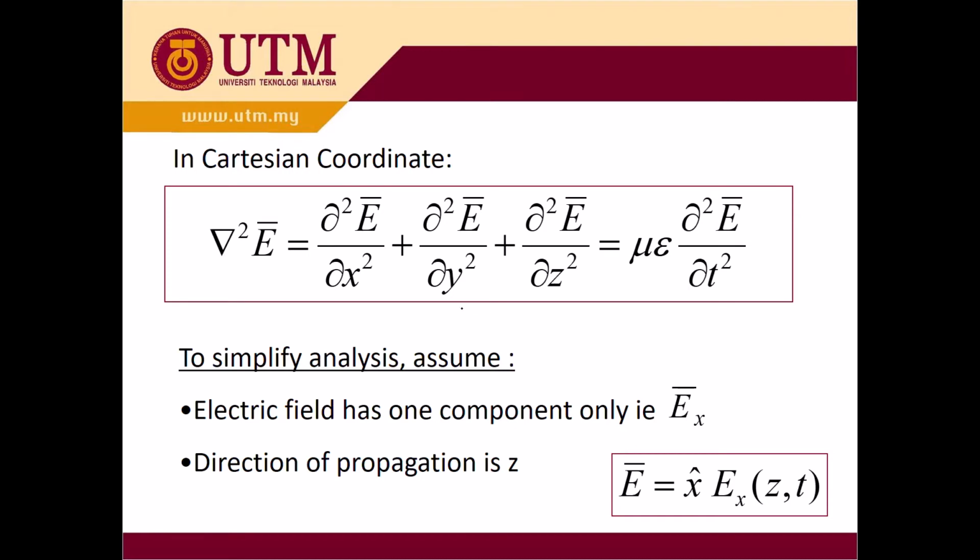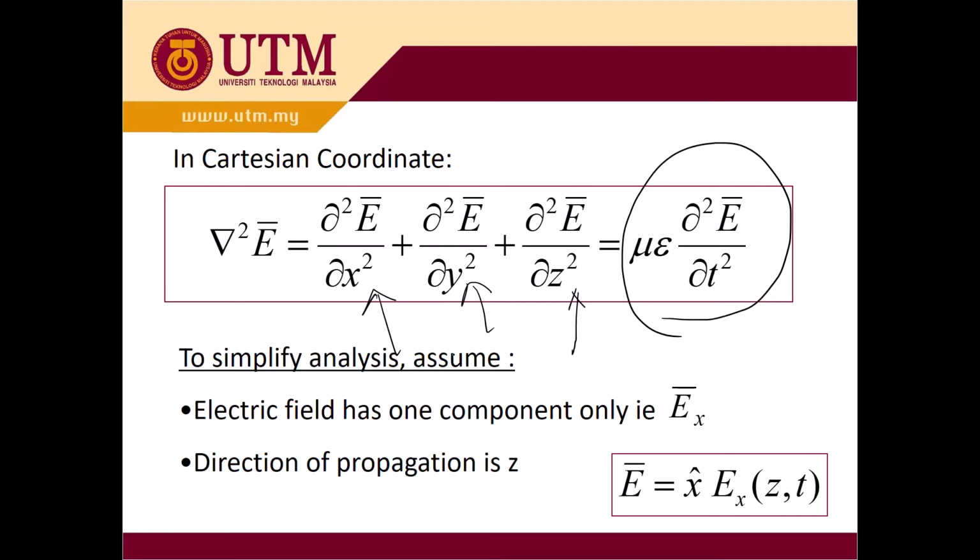So when we expand more, let's say we are only interested in analyzing in Cartesian coordinates. For the Laplacian, we have del squared E divided by del x squared, we have the x, y, and z components. So it's equal to this.